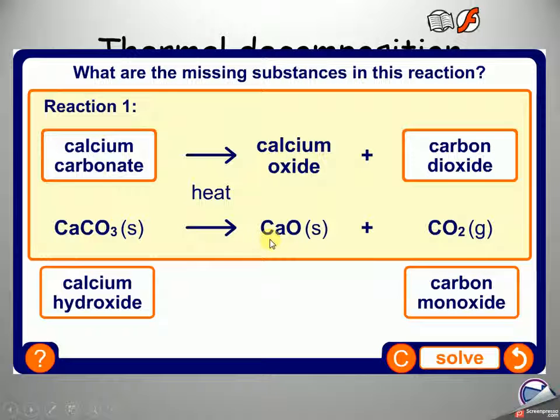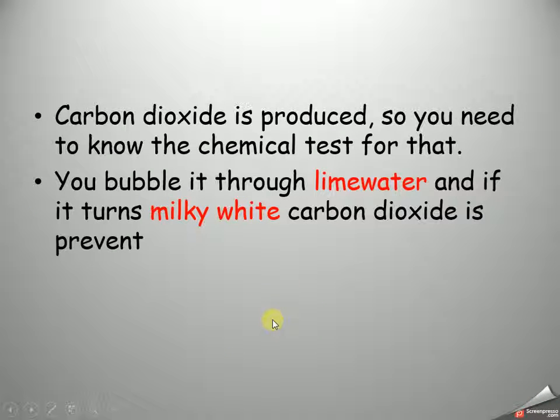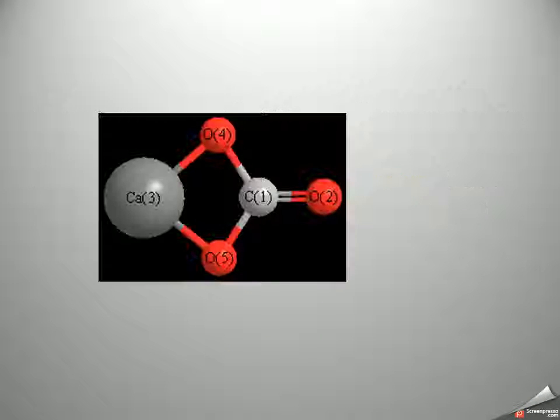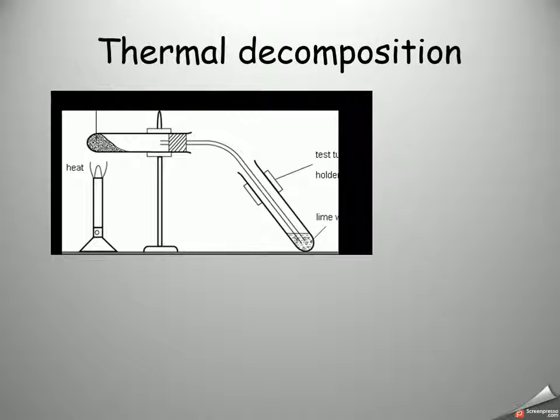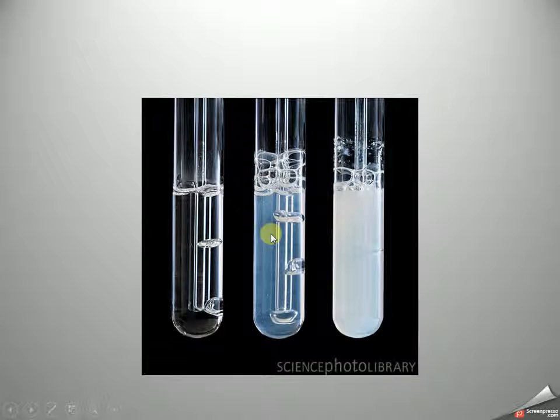So, what else do we have to know about this? What else we have to know is that it gives off carbon dioxide. So, we need to be able to do the chemical test. This is what the experiment would look like. We'd put calcium carbonate in here, heat it up, and it would give off some carbon dioxide. So how do we test for that carbon dioxide? Well, we bubble it through lime water, and you guys know this, don't you? You get the lime water, and if it turns milky white, carbon dioxide is present. As you can see there, this is lime water, it is clear. This is lime water with carbon dioxide in it, milky white.